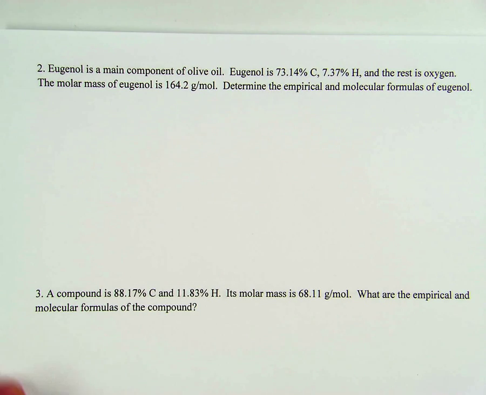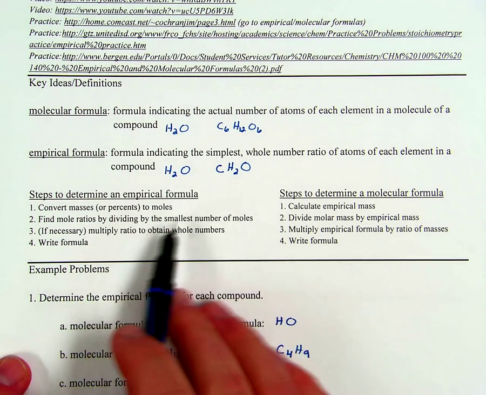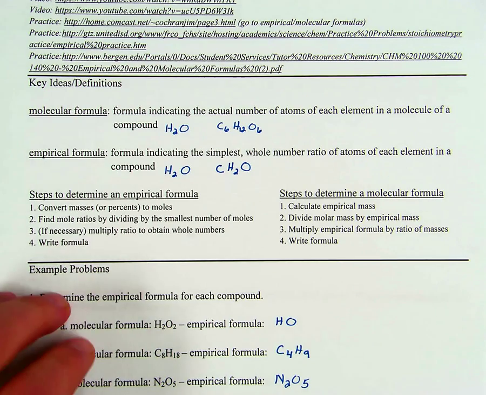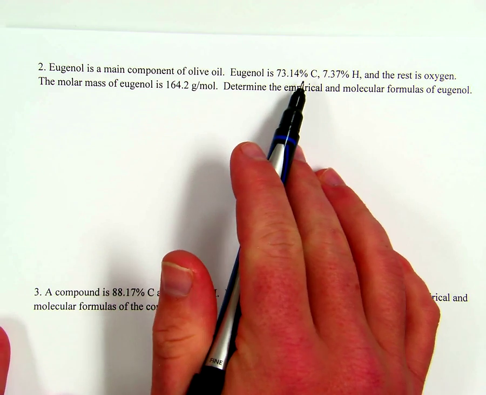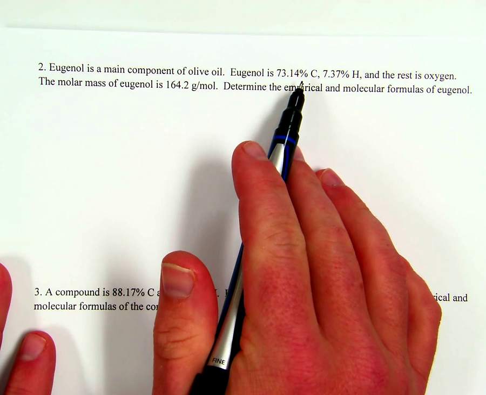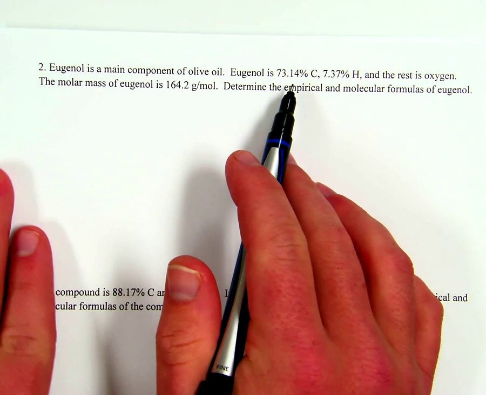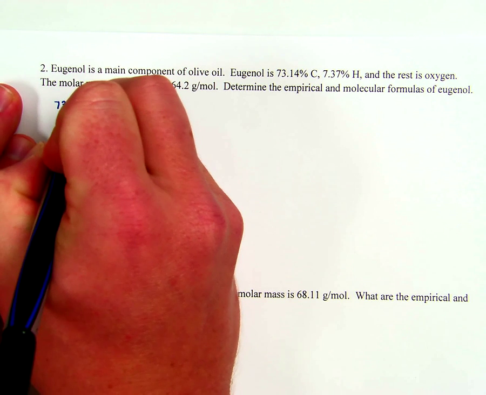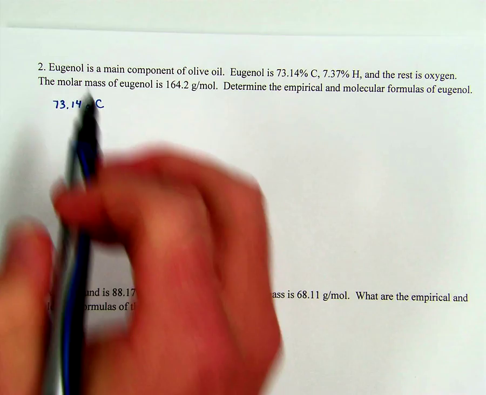So if you look at the steps to determine a molecular formula, or excuse me, an empirical formula, that's what we're going to do first. Our first step is to convert the masses or percents to moles. So if I look at the problem here, I am told that 73.14% of this compound is carbon. Now that's not actually a mass. However, if I think about what percent means, per 100, if I just pretend I have 100 grams of the compound, then that means I'm going to have 73.14 grams of carbon. If we just say we have 100 grams, then it makes it really easy because now these percentages just turn into masses.